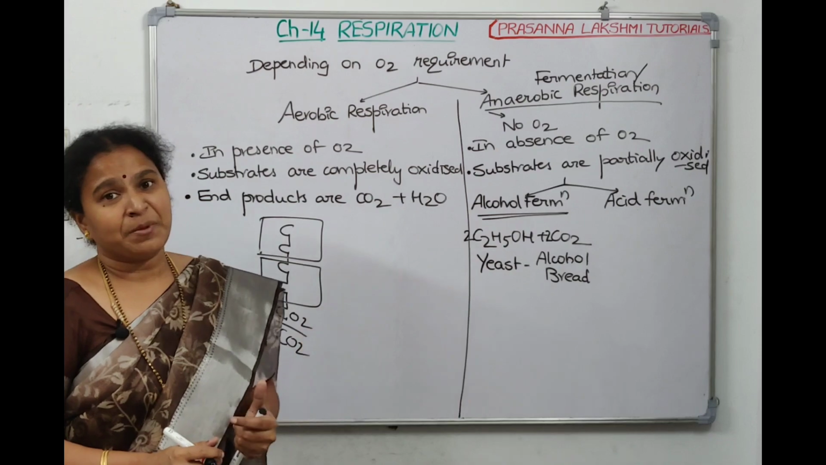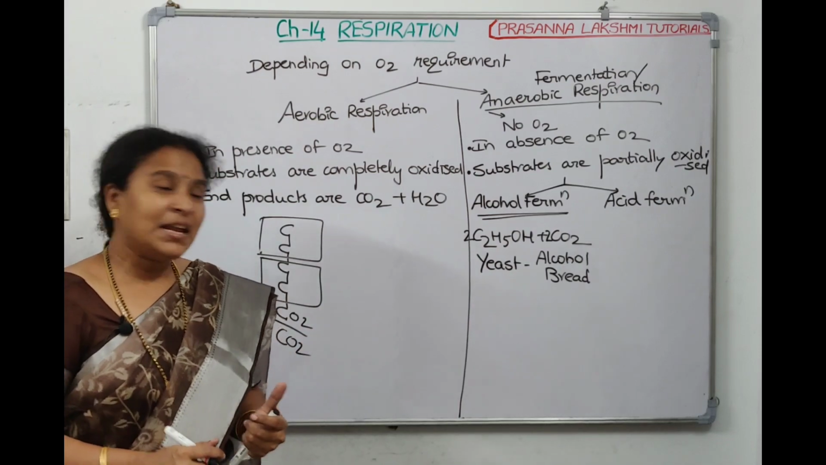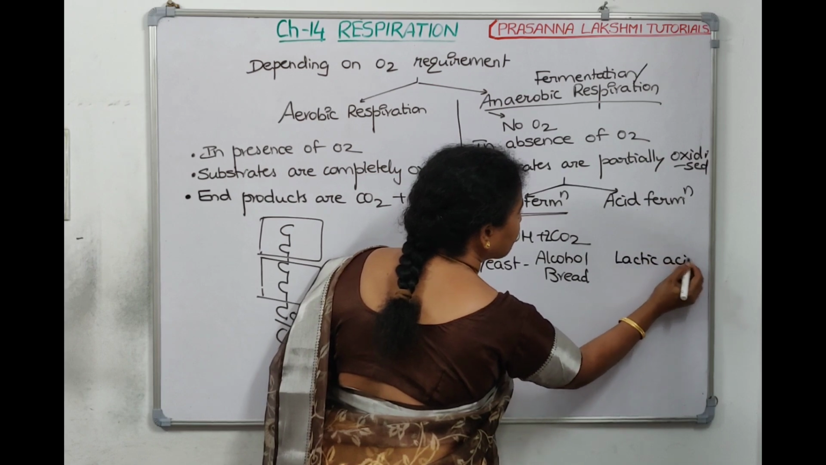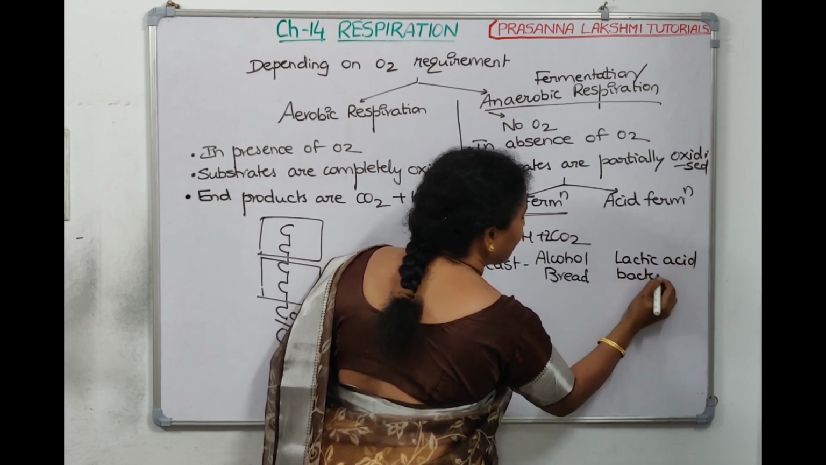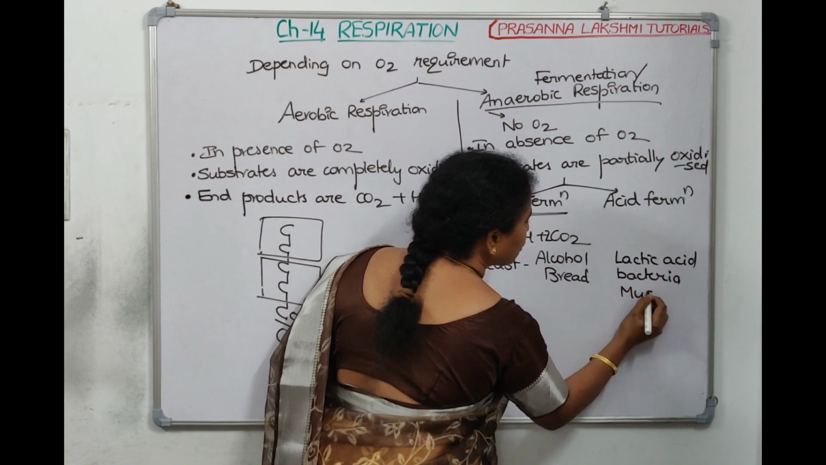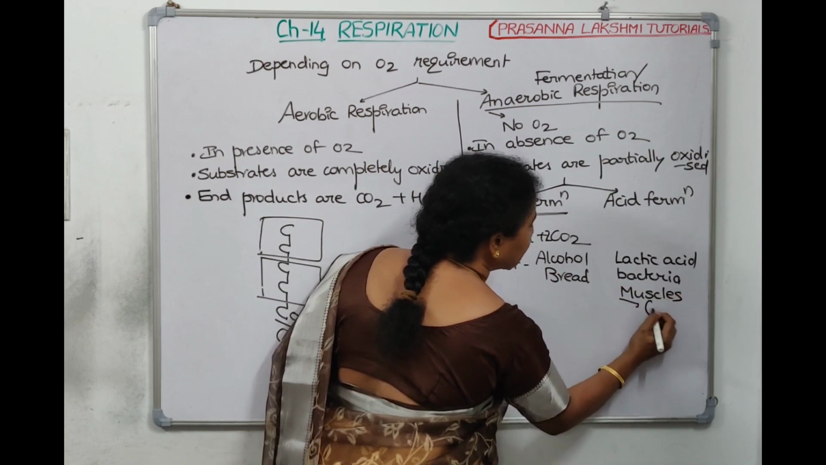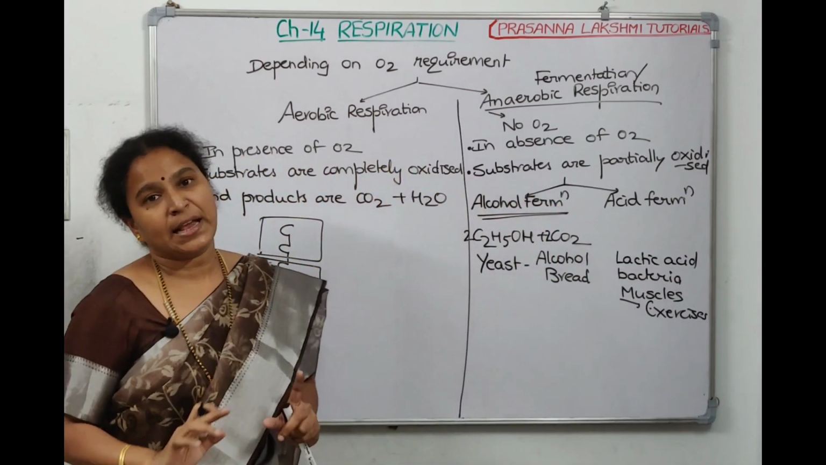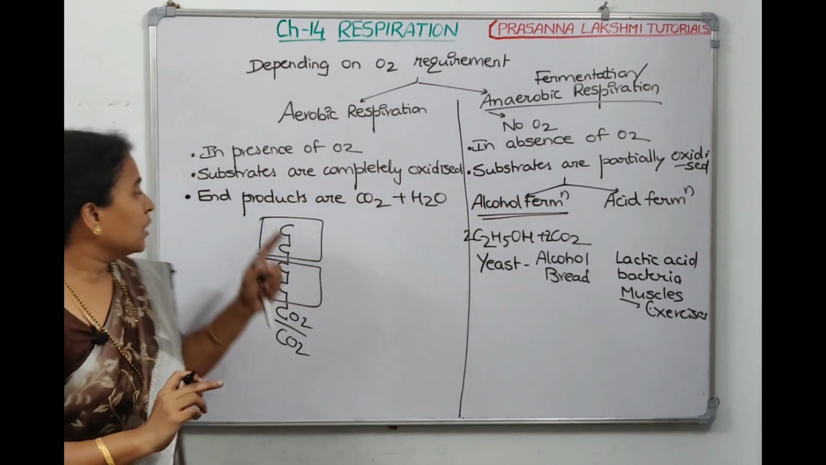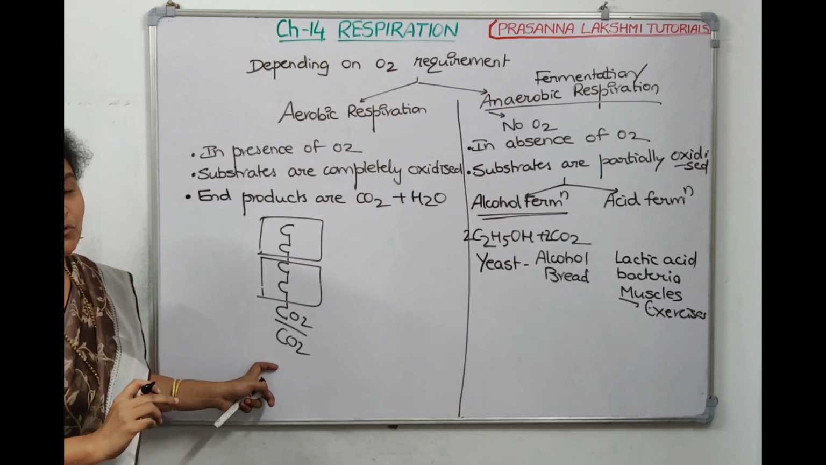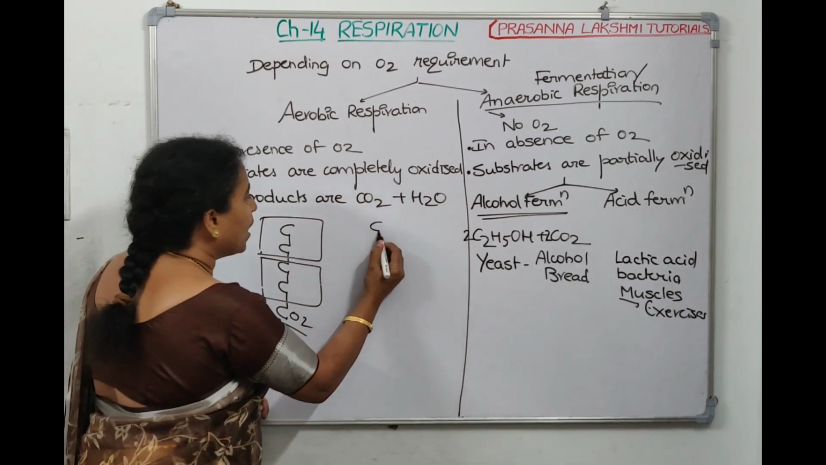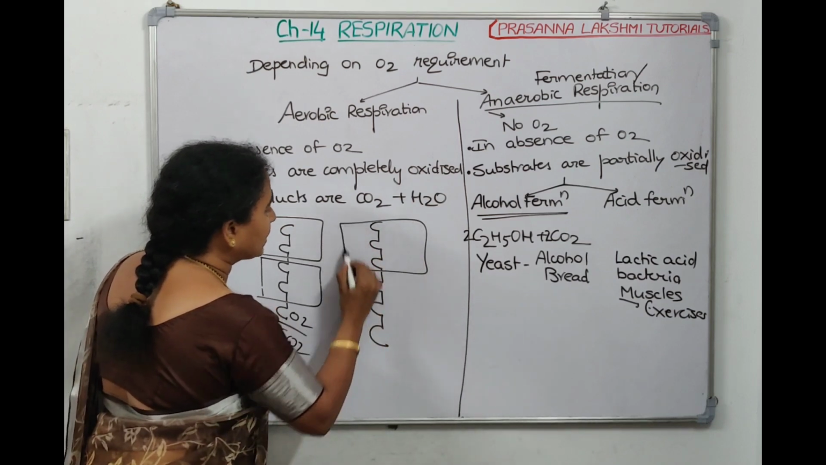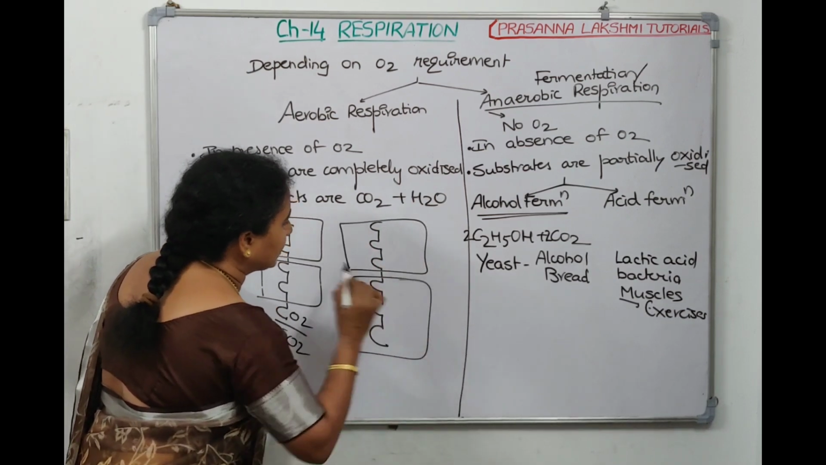Whereas acid fermentation, lactobacilli, right? We see this in lactic acid bacteria, and even in our muscles when we are doing exercises. Then what happens? The glucose is broken down to lactic acid. So 1, 2, 3, 4, 5, 6. It's broken down to one lactic acid, another lactic acid.